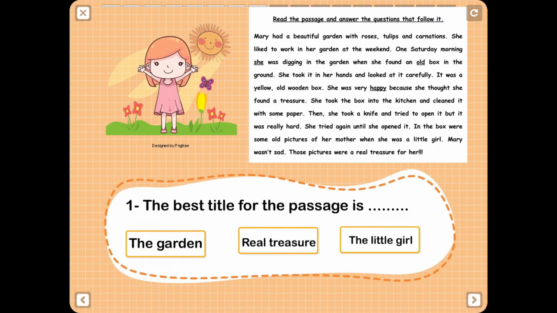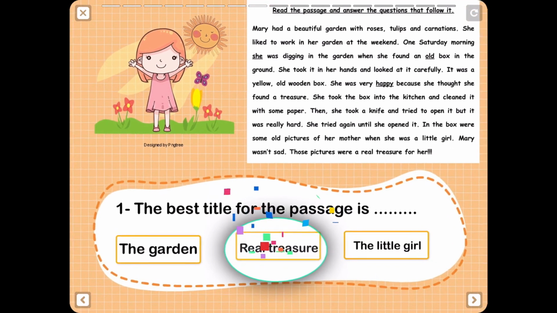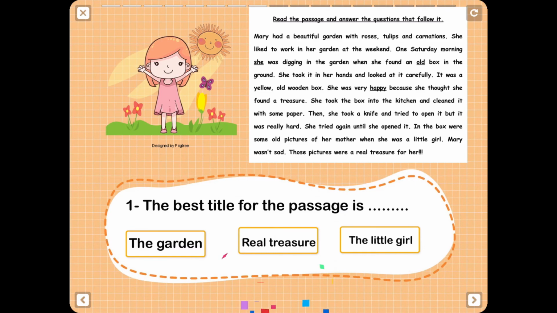Now read the passage again and find out the best title for this passage. What is the best title for this passage? The garden, real treasure, the little girl. Real treasure, yes, very good.